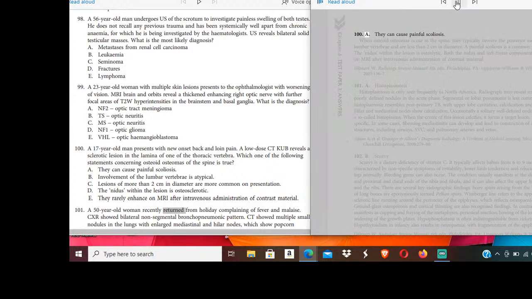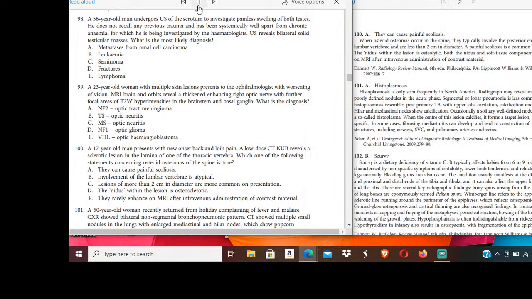100. A. They can cause painful scoliosis. When osteoid osteomas occur in the spine, they typically involve the posterior elements of lumbar vertebrae and are less than 2 cm in diameter. A painful scoliosis is a common presentation. The nidus within the lesion is osteolytic. Both the nidus and soft tissue components enhance on MRI after intravenous administration of contrast material. Dähnert W., Radiology Review Manual, 6th ed. Philadelphia, PA, Lippincott Williams and Wilkins, 2007.